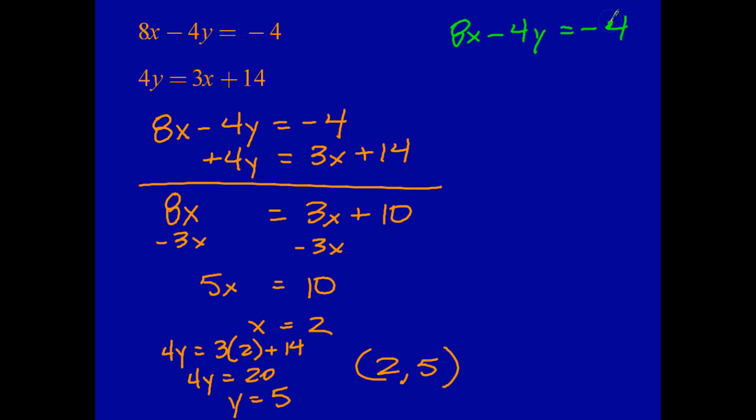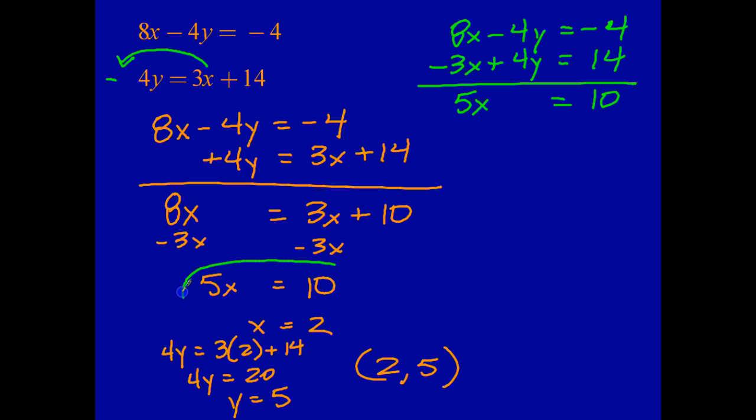Okay, and then what I'm going to do is I'm going to take this and put it on this side so that I get a negative, right? So then it's negative 3x plus 4y is equal to 14. Okay, and when I add these together, negative 4, positive 4, that makes 0. I get 5x is equal to 10, which is the same step I had here, right?